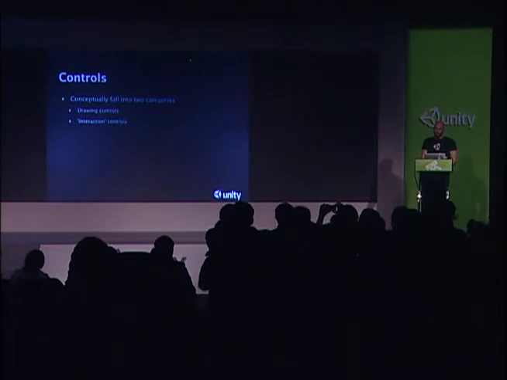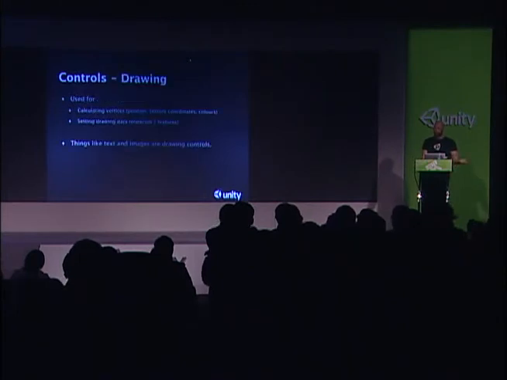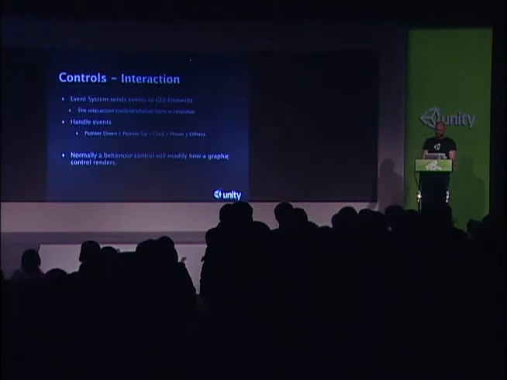We've designed our controls to conceptually fall into two categories, drawing controls and interaction controls. Now, what are drawing controls used for? As the name implies, they're used for things that render to the screen. In a drawing control, you do things such as calculate the vertices and their positions, what texture coordinates to use, the colors, as well as set things like material and texture data. Things like text and images are drawing controls.